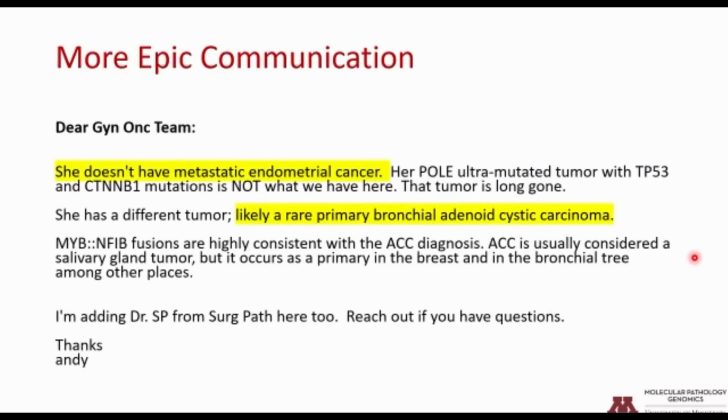So after I'd gone through about an hour and a half of chart review to understand fully what was going on, I got back to the gyn-onc team with an Epic communication. She doesn't have metastatic endometrial carcinoma. Her primary endometrial cancer is long gone. You blasted it away with the NACT, and this is likely a rare primary bronchial adenoid cystic carcinoma.